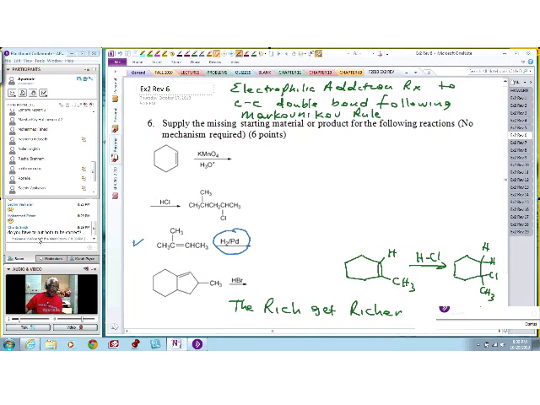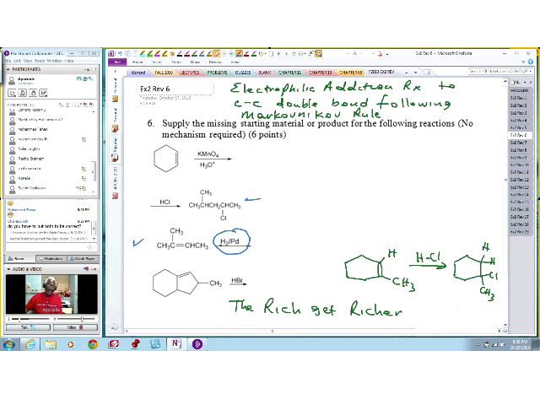By the way, somebody is asking here, the last question this year, do you have to give the 2 starting materials? Yes. In order for you to get the full credit, you need to give both of the possibilities for this question here.